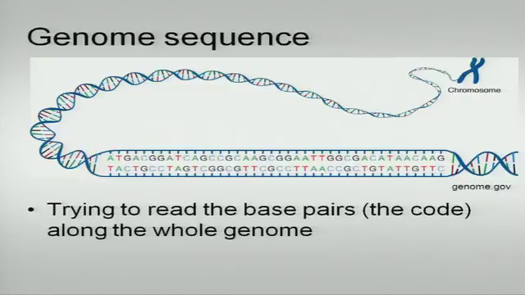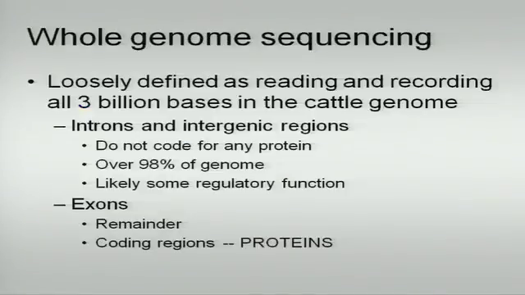And so the real idea is to take that and read every chromosome, every bovine chromosome in this case, and understand what that chromosome reads from one end to the other in terms of the number of bases. Okay? Whole genome sequencing then really is loosely defined as reading and recording all 3 billion of these bases in the cattle genome.